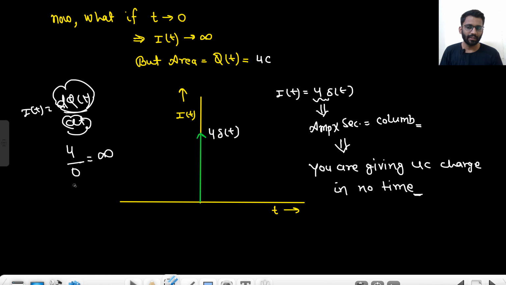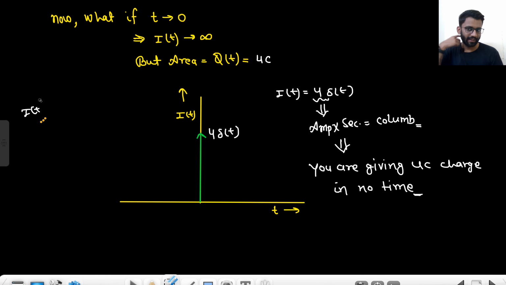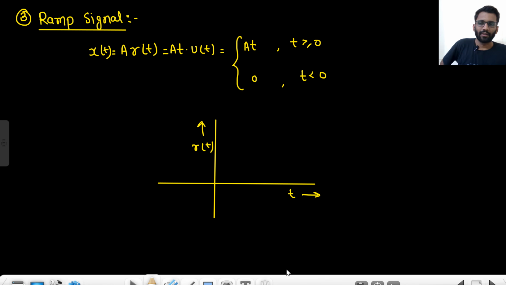But if it is written 4, that means it shows the area. And area means it is showing ampere into second. So this is the actual meaning. Are you getting it? Okay. So this was the most important part that I wanted all of you to know.